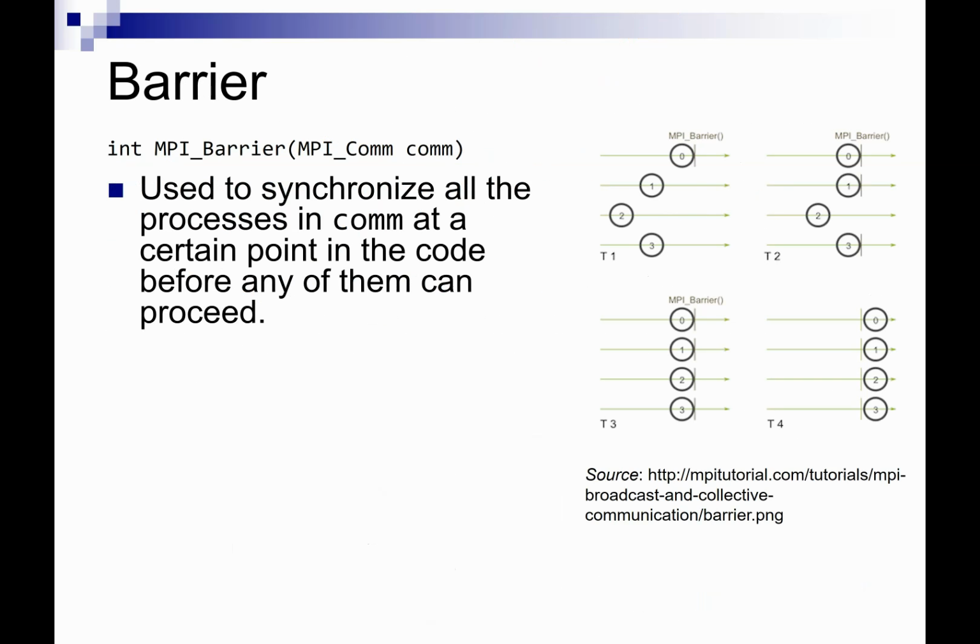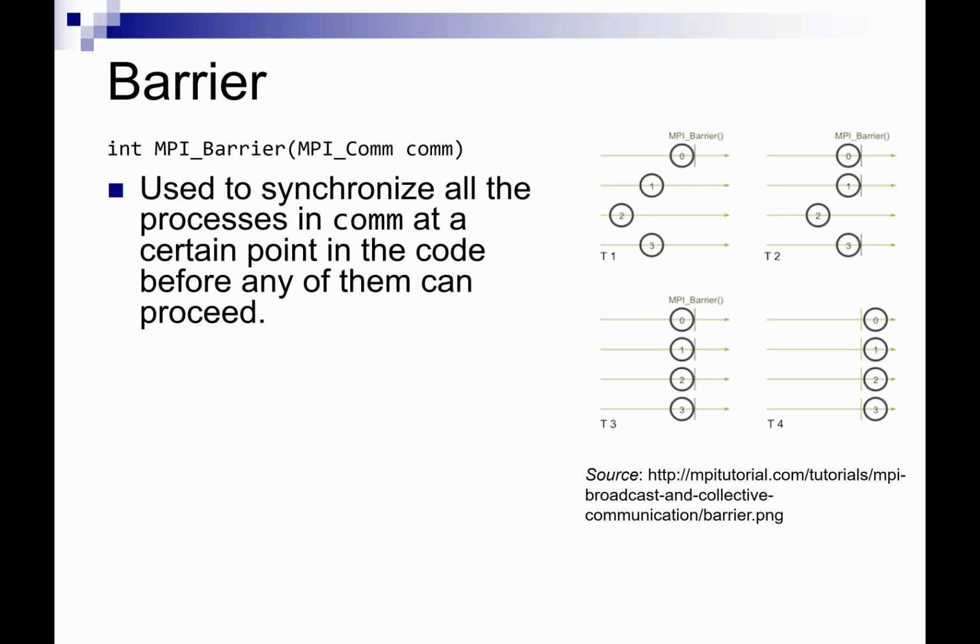Okay, so next, let's talk about the barrier operation. The barrier operation is a way to synchronize all of the processes in a communicator. And what I mean by synchronize is that the barrier is going to make sure that all of the processes encounter this barrier before they do any operations past the barrier.